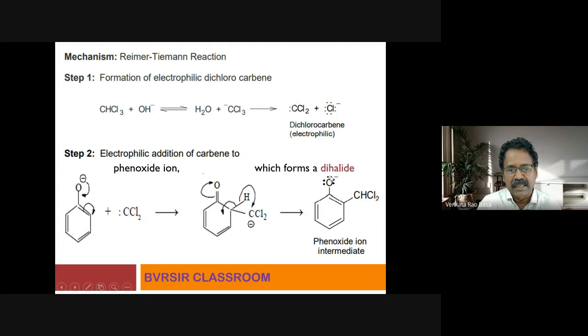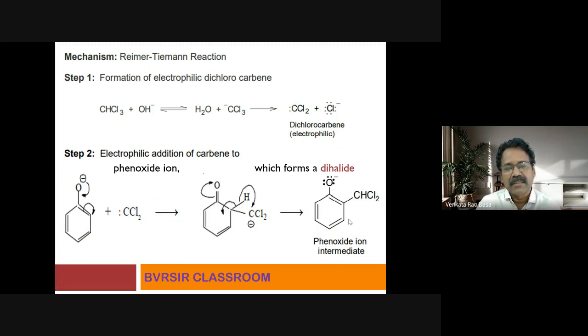This is the phenoxide ion intermediate, which is in the form of a dihalide. Excluding this group, this is a phenoxide ion, and in addition, at the ortho position, you have the CHCl2 group. Study this one: electrophilic addition of carbene to phenoxide ion forms a dihalide. This is the dihalide obtained in this reaction. I hope you are understanding this reaction step by step. Now, in the next step, this phenoxide ion intermediate, which is a dihalide, should be subjected to hydrolysis reaction.